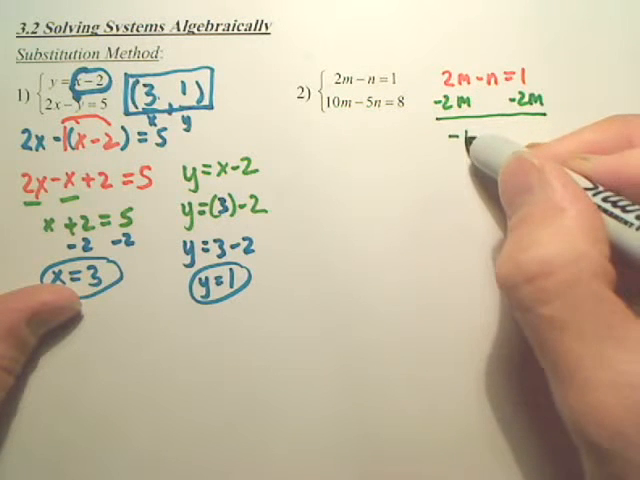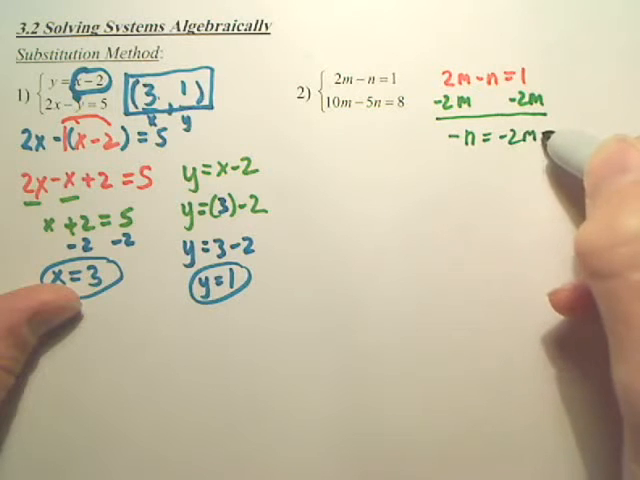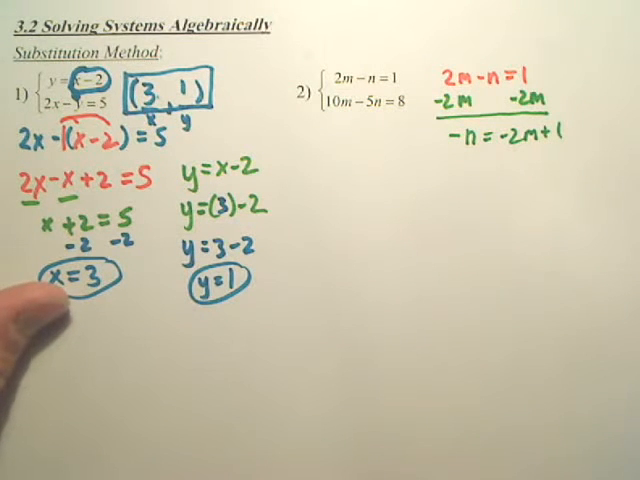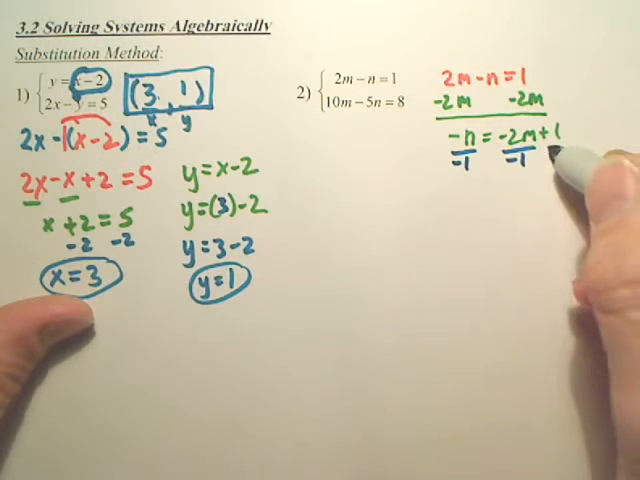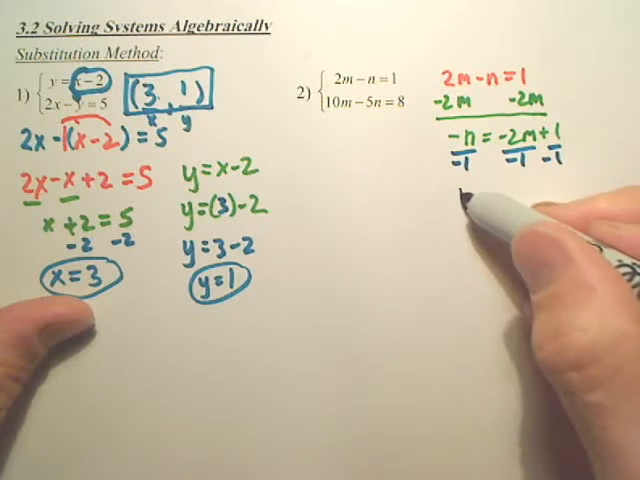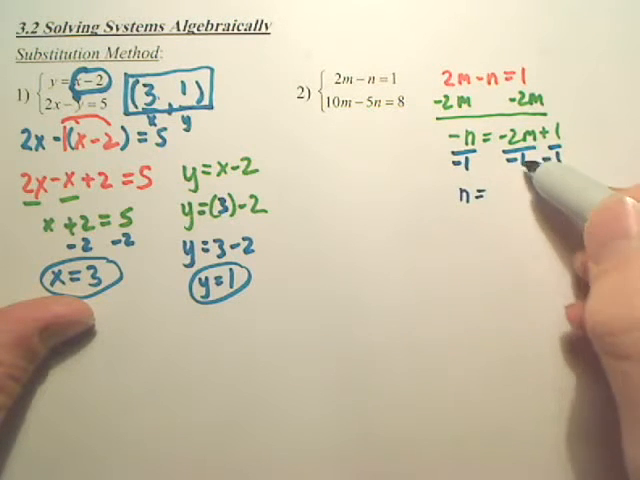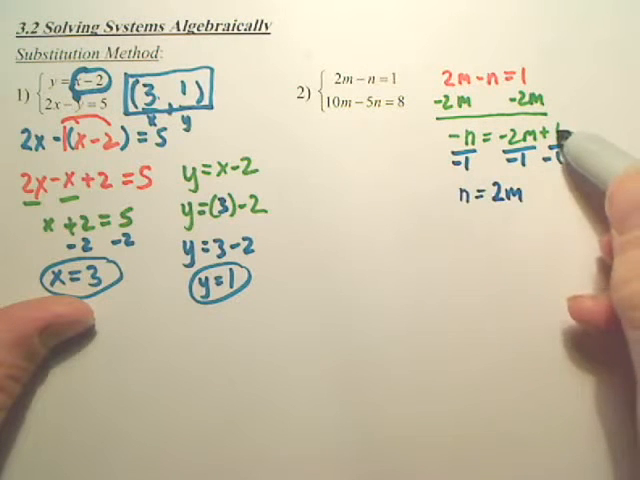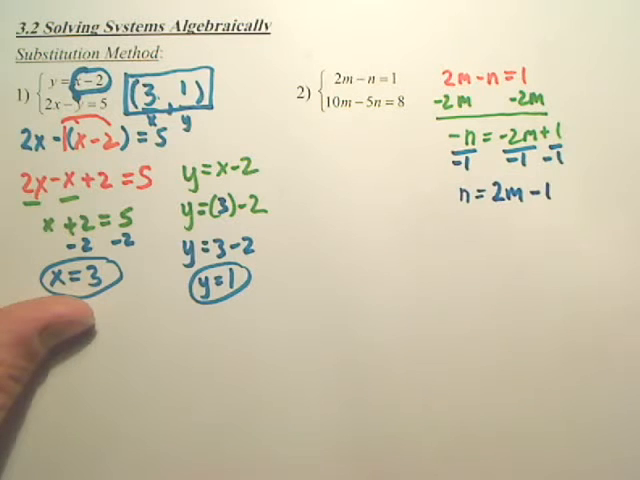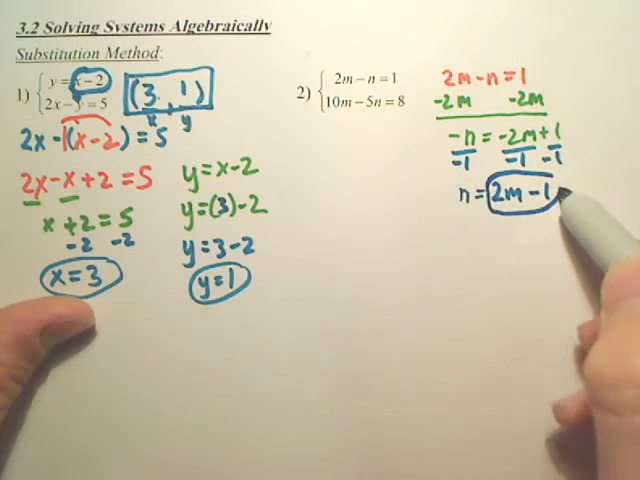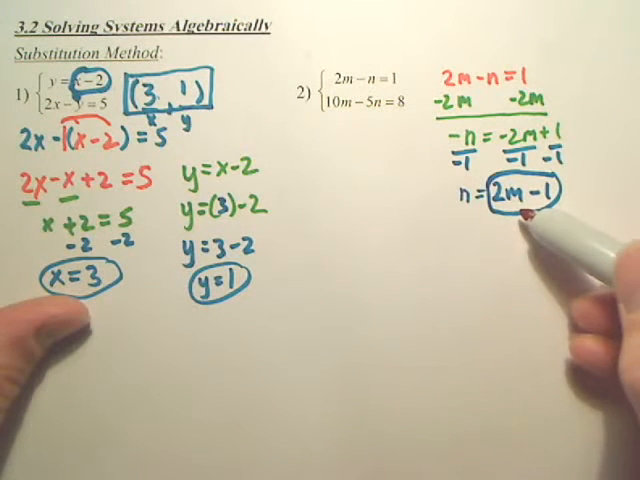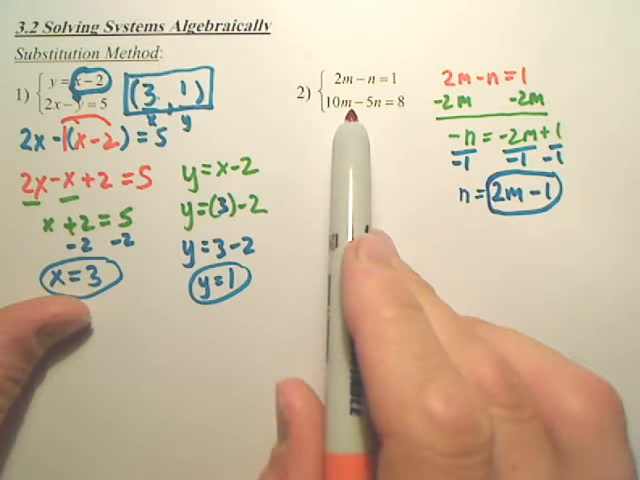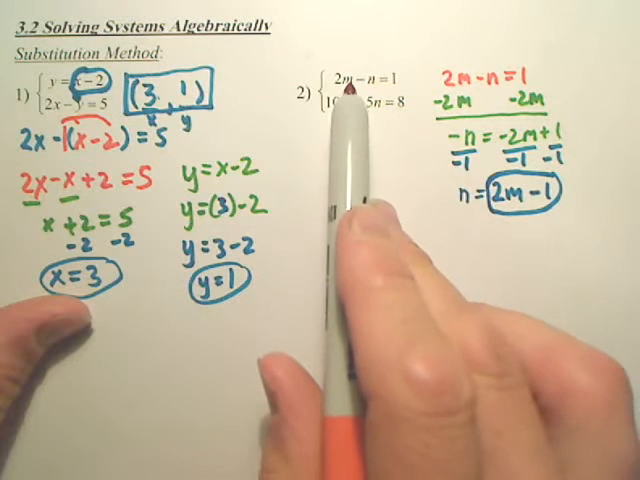That gives me negative n equals negative 2m plus 1. Oh, wait, I got to get the negative off that, so I divide everything by negative 1. So I now have n equals 2m minus 1, because negative divided by negative is a positive, and 1 divided by negative 1 is negative 1. Okay, I have a new equation. I know what n is. What am I going to do with n? I'm going to plug it back into one of these equations. Now, which one would be stupid to plug it into? The top one. Aren't you plugging it back into itself? Yep. You don't plug it back into itself.